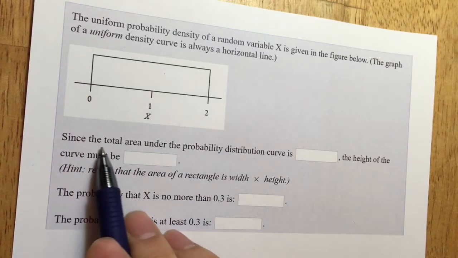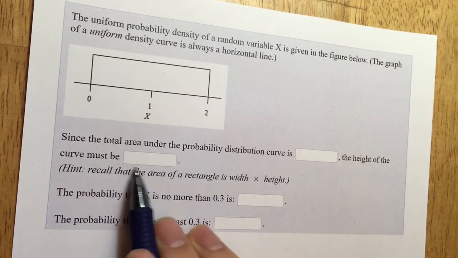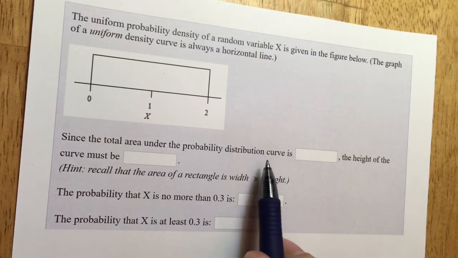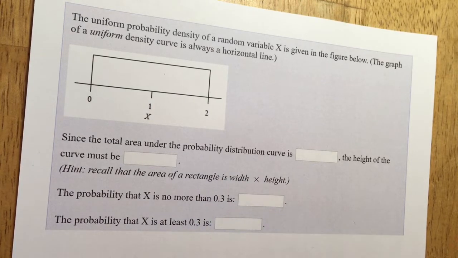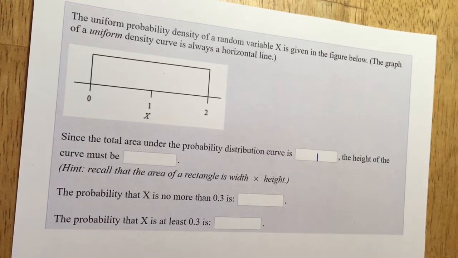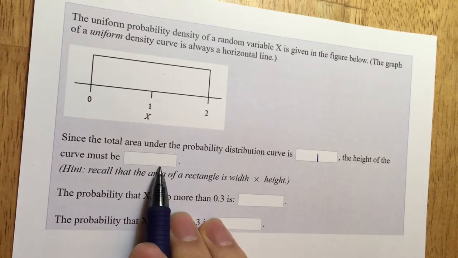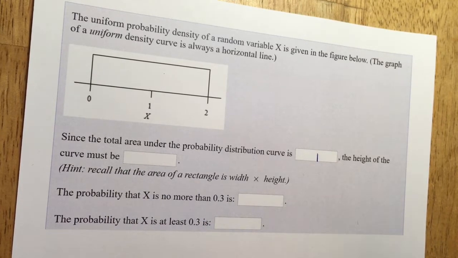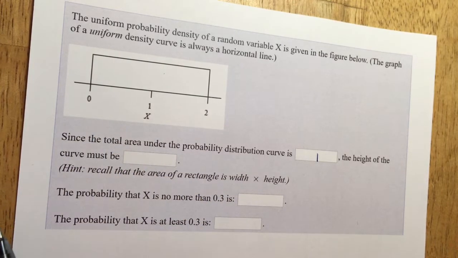Okay, it says, since the total area under the probability distribution curve is blank, the height of the curve must be blank. Well, you should know from your readings on this material that the total area under any probability distribution curve, anywhere, is always 1. It's always 1. The height of the curve must be blank. Well, okay. We know the area of this is 1. So what does the height have to be?